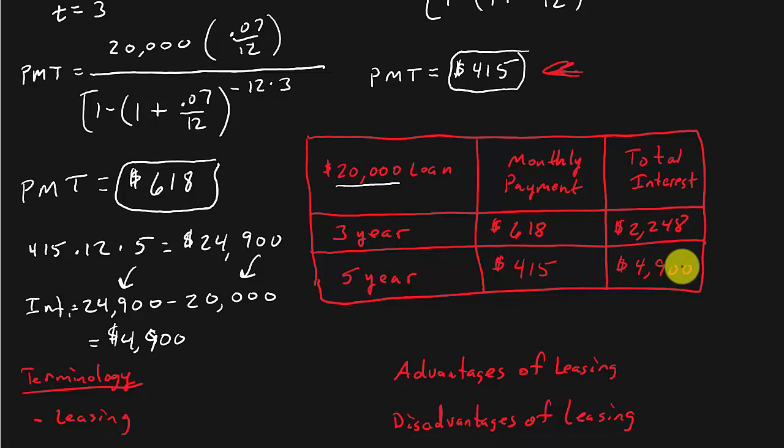Kind of makes you look and think about it a little more, doesn't it? If you can afford to pay the $618 every month, go ahead and do it. You're saving yourself a lot of money here. You see that? You're only paying $2,248 in interest versus $4,900 in interest. So that's some things you might want to look at when you're buying a car.